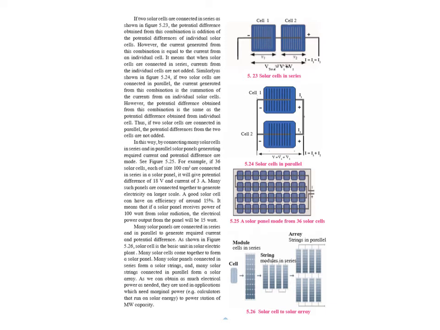As I told you before also, many solar cells come together to form a solar panel. Many solar panels, when they are connected in series, are called a solar string, and when they are connected in parallel, they are called a solar array. As we can obtain as much electrical power as needed, they are used in applications which need small powers, for example calculators, etc. can be run on solar power.